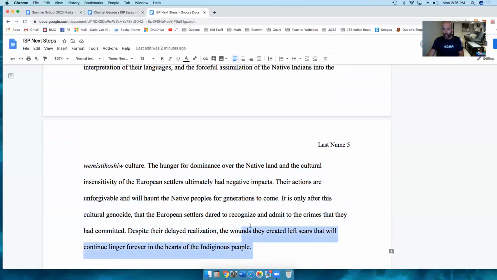You can see that this writer, what they learned, and she got this beautiful sentence at the end. The wounds they created left scars that will linger forever in the hearts of the indigenous people. Beautiful final thought. I mean, it's disturbing, but it's a great final thought. Wounds, scars, lingering hearts, beautiful final thought. There should be something that leaves the reader thinking about a big idea that you had after reading this book.